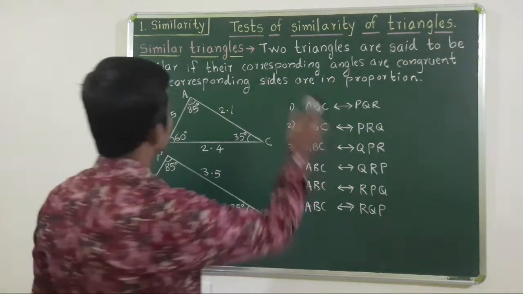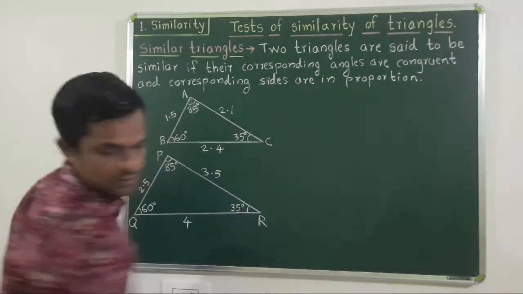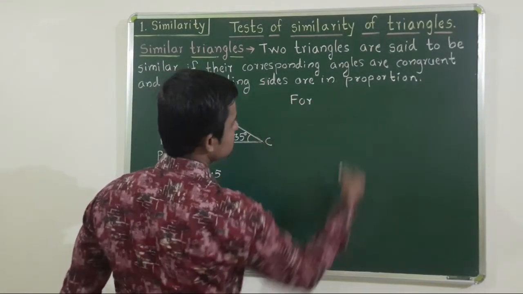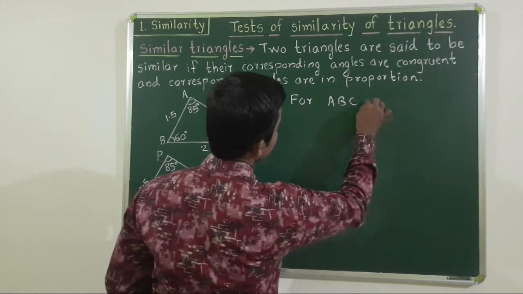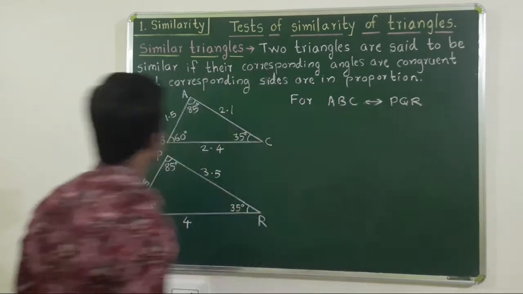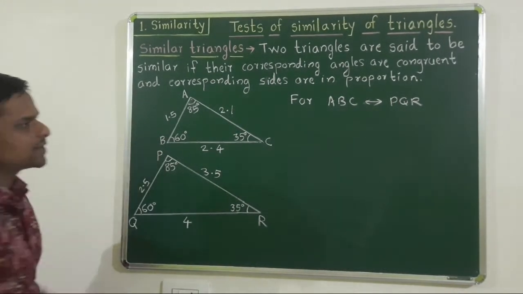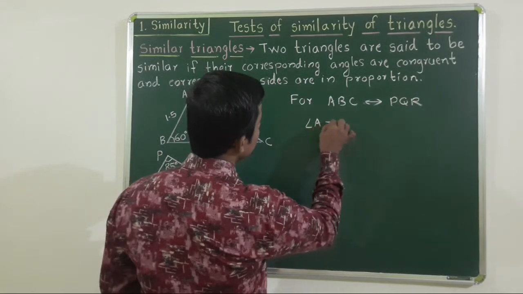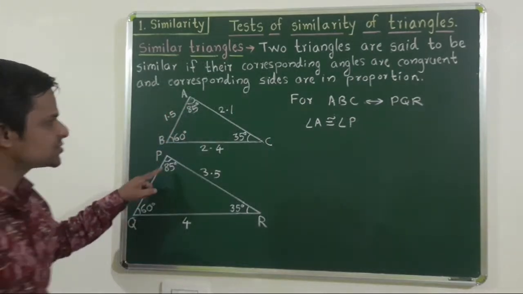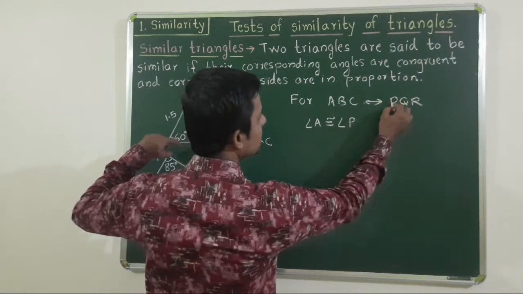Now two triangles are said to be similar if their corresponding angles are congruent. Now look at the pairs of angles. Out of these 6, I am going to take only one, that is ABC corresponds to PQR. For this correspondence, angle A is given as 85 degrees, angle P is also given as 85 degrees. Therefore, angle A is congruent to angle P.